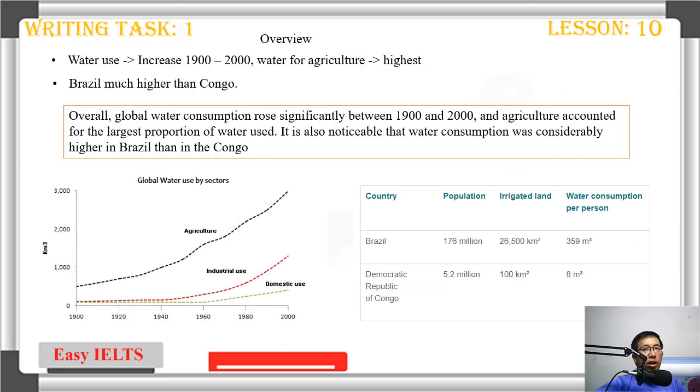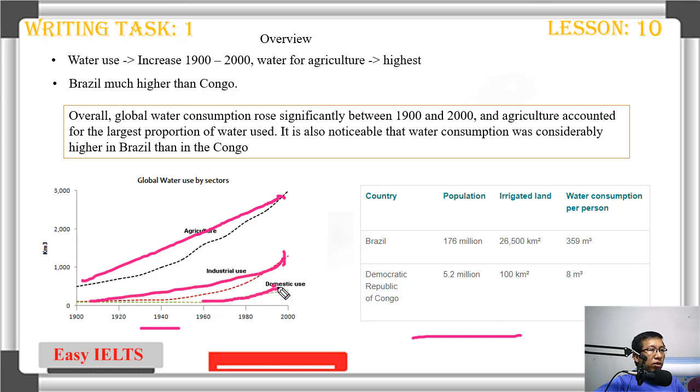So now we go on to write the overview. Again, for the overview, sentence number 1, we're talking about the first chart. Sentence number 2, we're talking about the second chart. Okay, look at the first chart. If you look at the trend, you can see water use for agriculture, industry, and home use always goes up, so you can say increase from this year to this year. And now you can see water use for agriculture was higher.